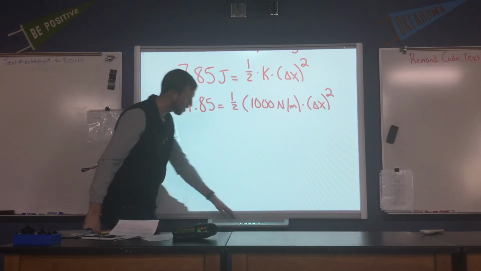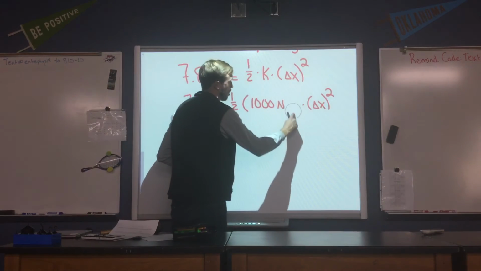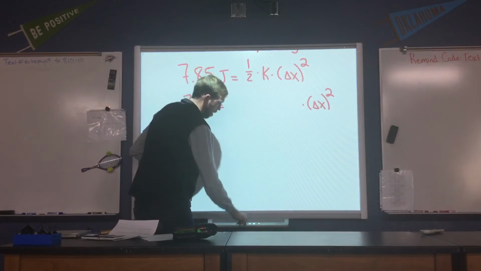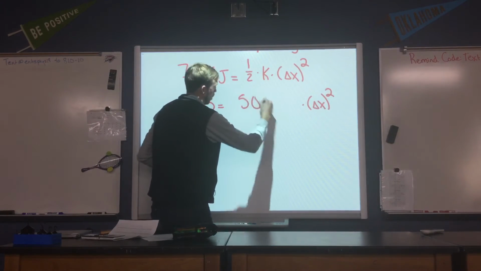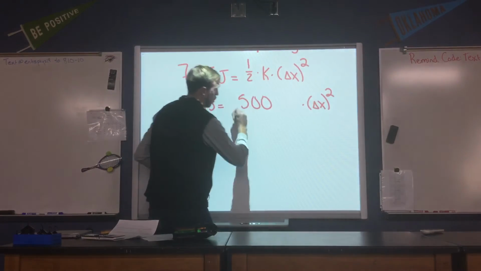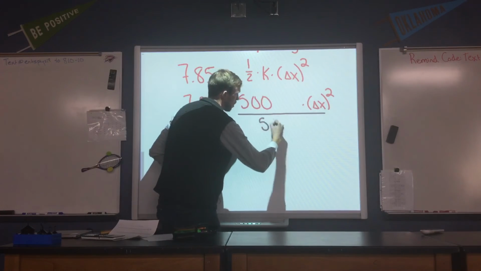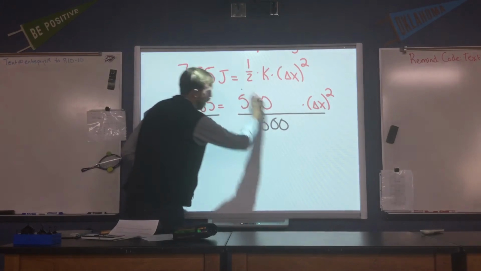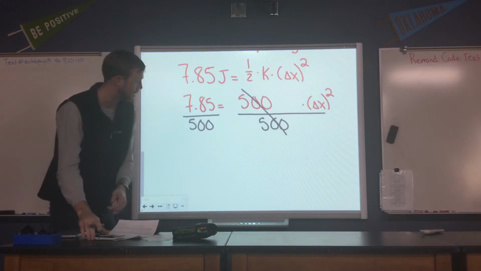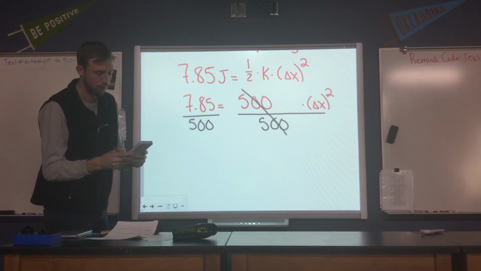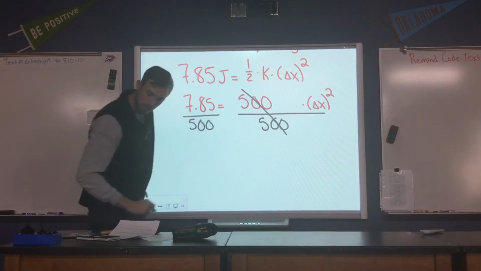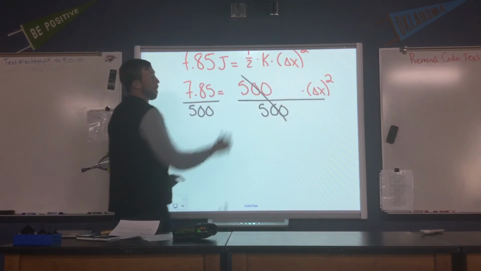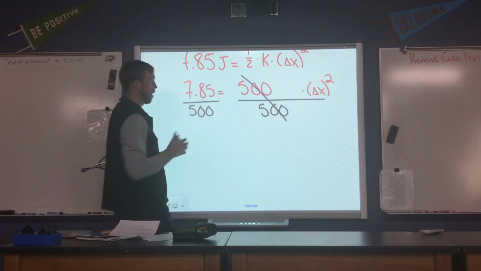1/2 times 1,000, I would go ahead and multiply those. That's going to give me a value of 500 multiplied by delta x squared. I can then divide both sides of my equation by 500. So 500 over 500, those values will cancel out. So go ahead and plug this in, 7.85 divided by 500. I get about 0.0157, but remember that's equal to delta x squared.